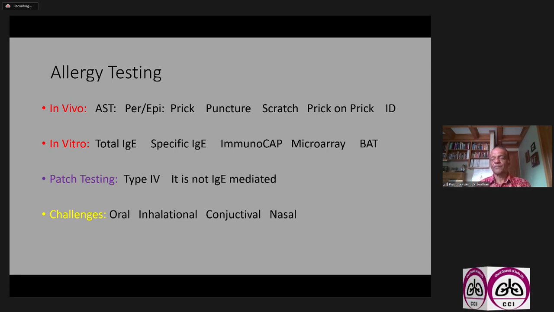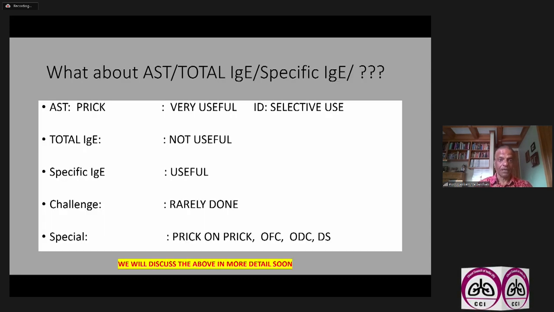Challenges are done nowadays under controlled conditions: oral food challenge, inhalation challenge, conjunctival challenge, nasal challenge. These should be done in a fully fledged, equipped allergist office, not in an office where you are just doing some screening for allergies. These challenges should not be done if you are not a fully fledged allergy center because of risks. And as I just mentioned, these are some of the things that you need to know.